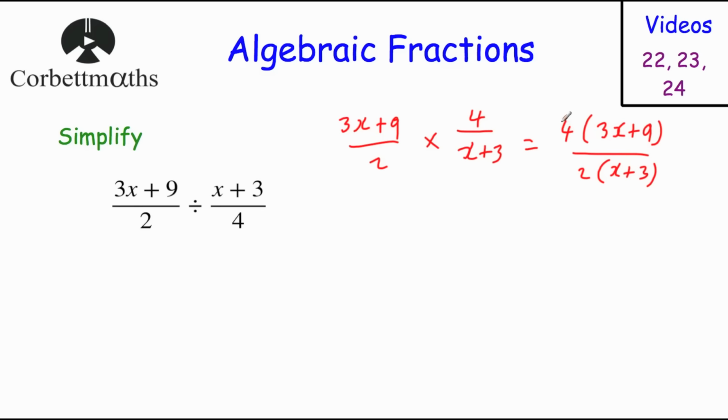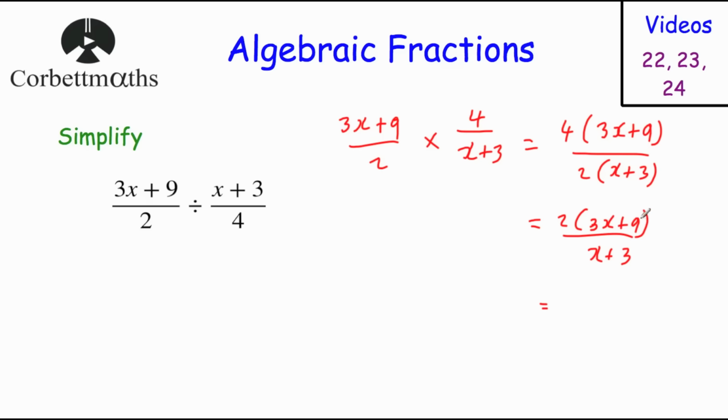Now one thing that I've noticed is we've got a 4 and a 2, so we can divide both the numerator and denominator by 2, and that would give us, on the numerator, if we divide the numerator by 2, we get 2 bracket 3x plus 9, and on the denominator we'd just be left with x plus 3.